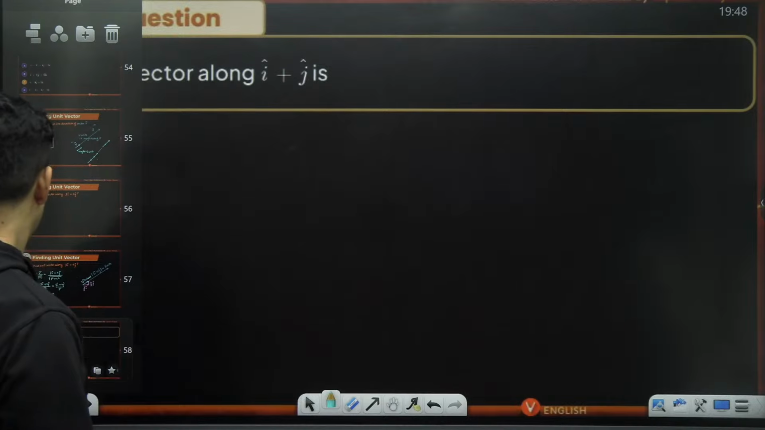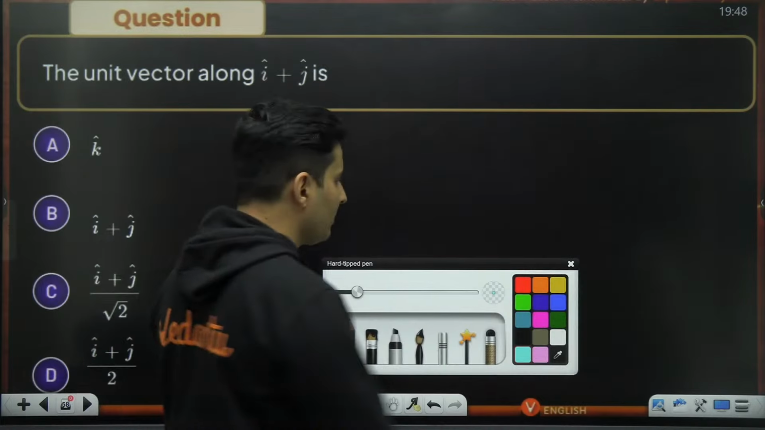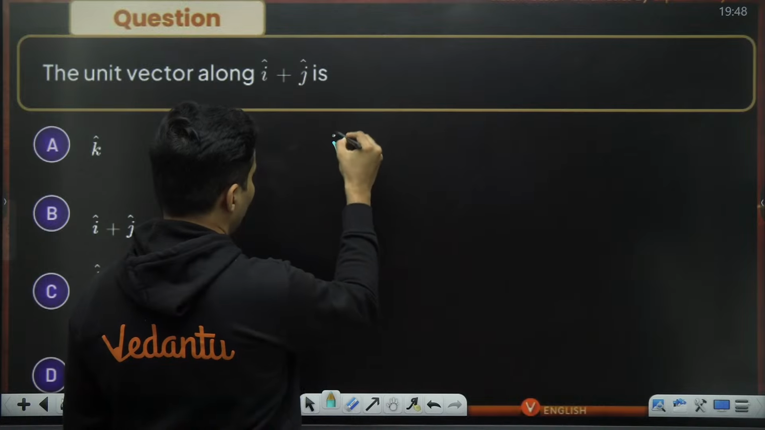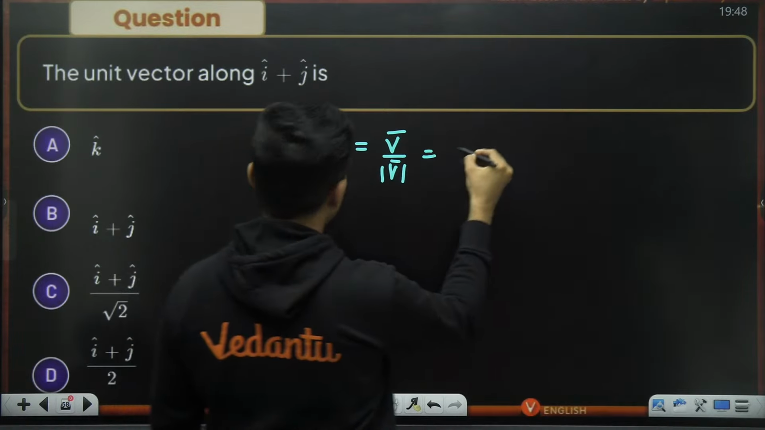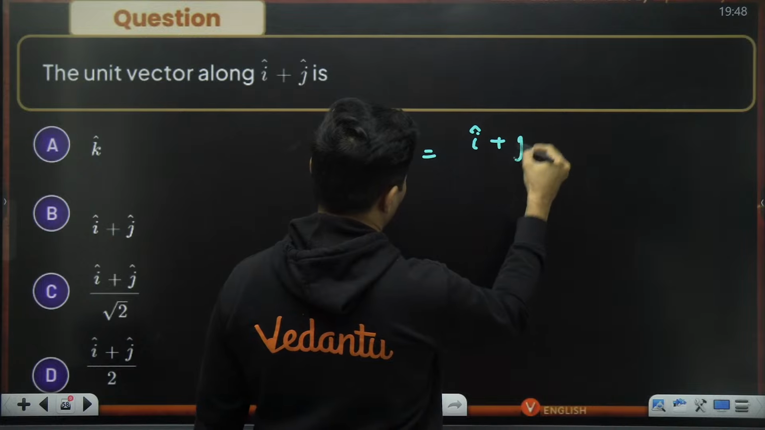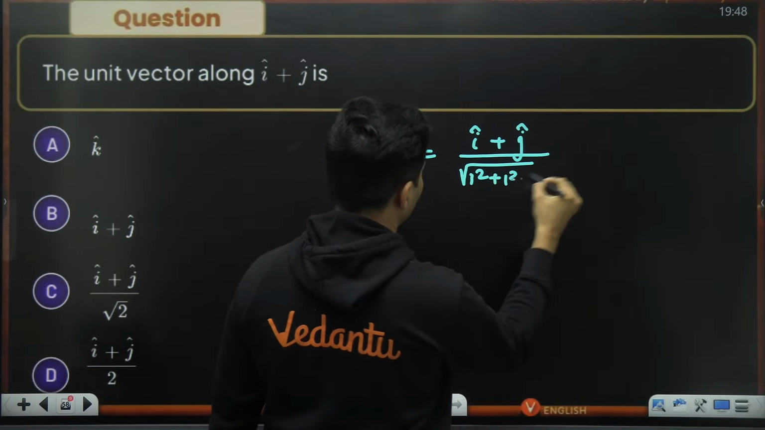Okay. What is the unit vector along I cap plus j cap? Come on, quickly solve this particular question, guys. Unit vector along this vector. The vector itself is I cap plus j cap and the magnitude will be root of 1 square plus 1 square.